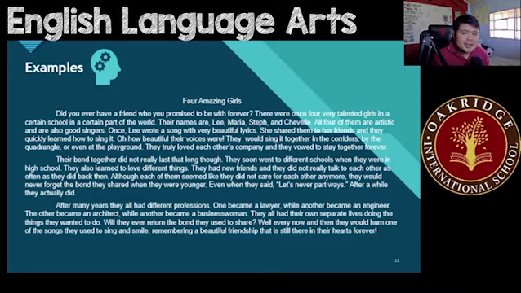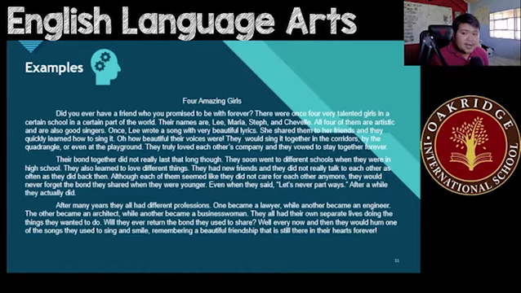Their bond did not really last that long though. They soon went to different schools when they were in high school. They also learned to love different things. They had new friends and they did not really talk to each other as often as they did back then. Although each of them seemed like they did not care for each other anymore, they would never forget the bond they shared when they were younger, even when they said, "Let's never part ways." After a while, they actually did.